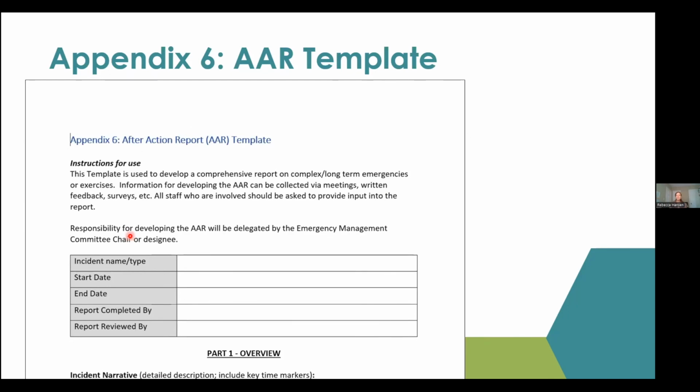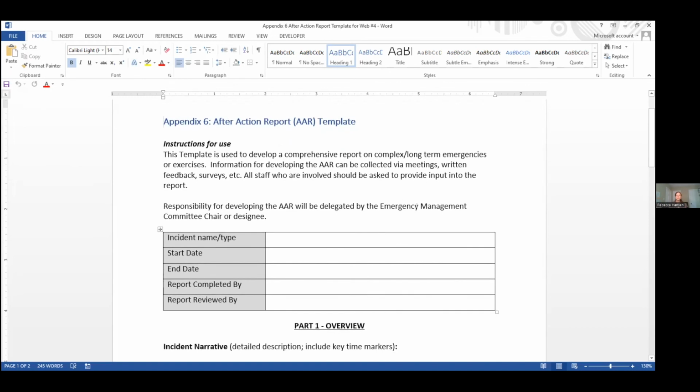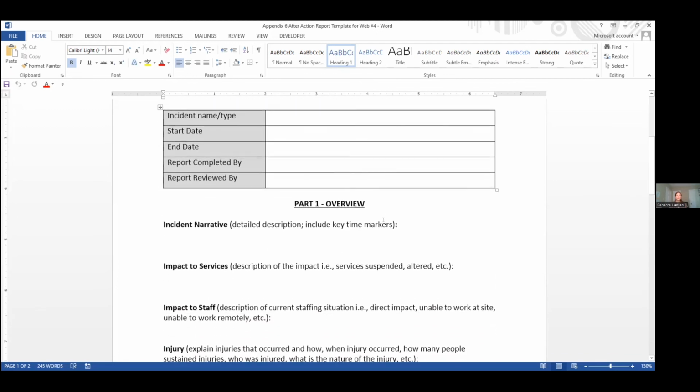Okay, so one of the tools we've created that I'm going to share with you now, I'm going to just pull it up, is the after action report template. And this is a way that you can capture and document everything that occurred, at least the highlights and the important things that occurred during this emergency or incident. So this tool is part of all the tools we've provided on the website. And I'm just going to go through it a little bit now.